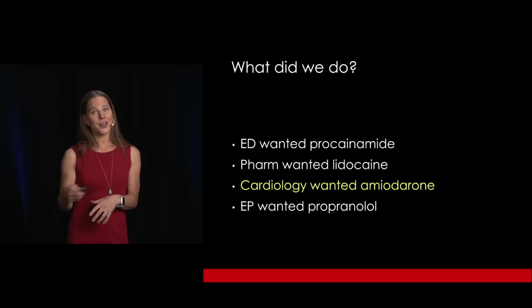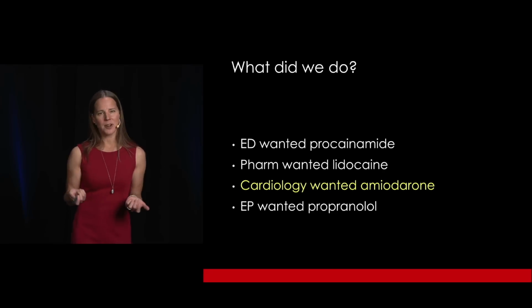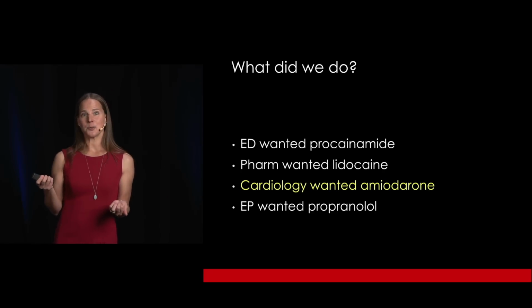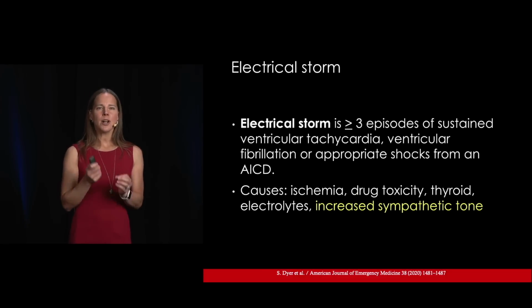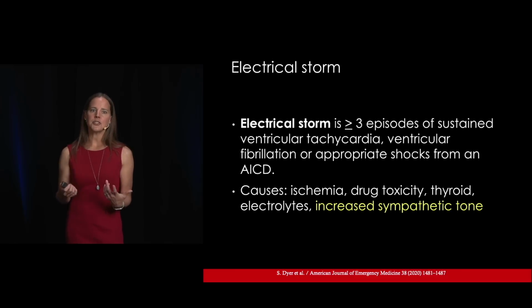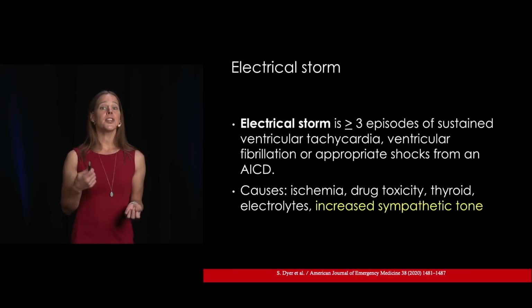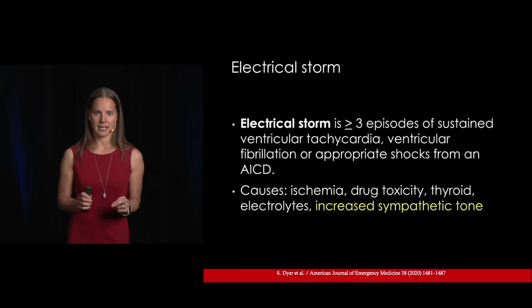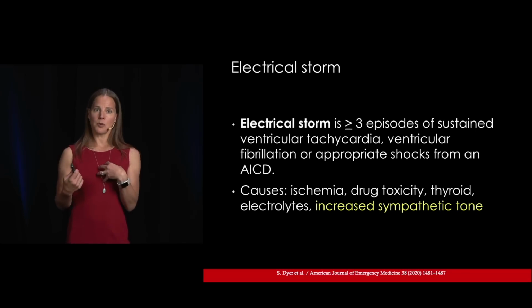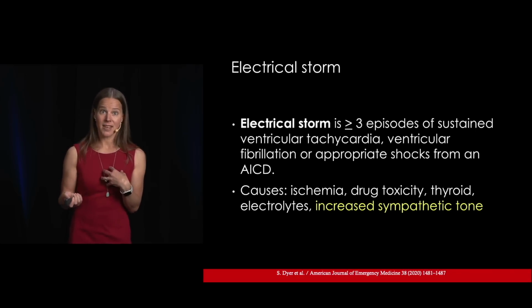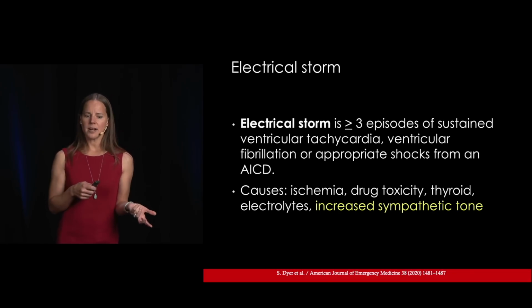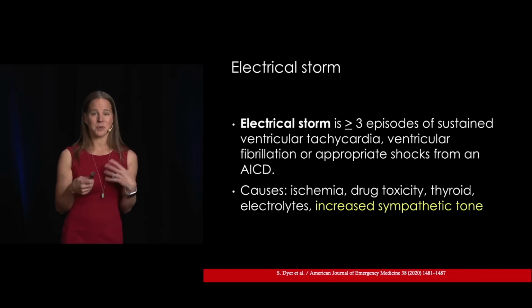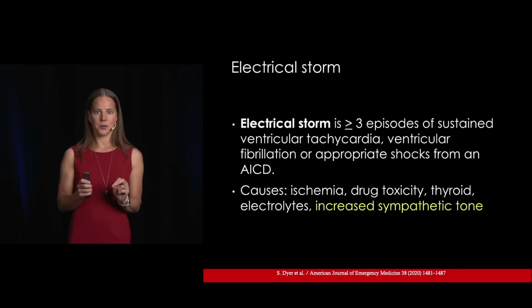It turns out that throughout his admission, he still had multiple runs of this, and they determined that this was electrical storm, and they gave the patient beta blockers. Now, I want you to remember this. It's rare, but electrical storm is defined as more than 3 episodes of sustained VTAC, VFib, or appropriate shocks from an AICD. The patient comes in saying, I've had multiple shocks, and you review the pacemaker, and that's what's happening. Think about electrical storm, okay? More than 3 episodes of one of these rhythms.